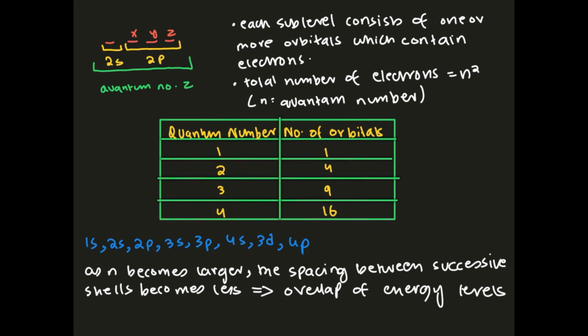So now we're going to be taking a look at a detailed example of what we previously discussed. This is quantum number 2. Since it's the second quantum number, it's going to have 2 subshells, right? Which we saw previously. So it's going to have 2s and 2p.